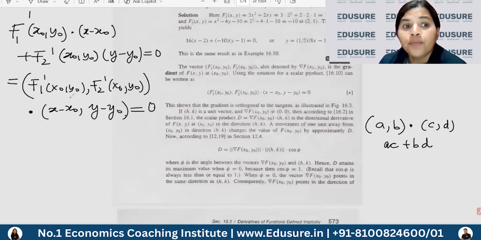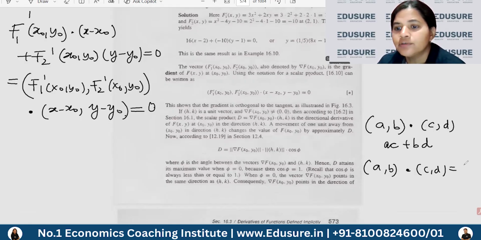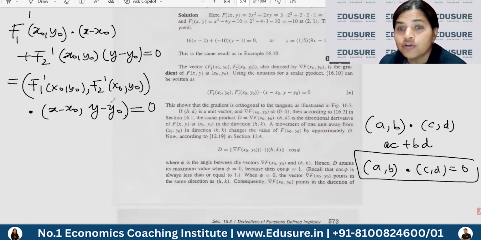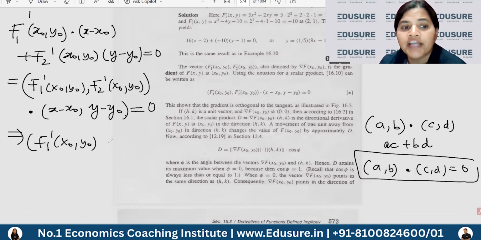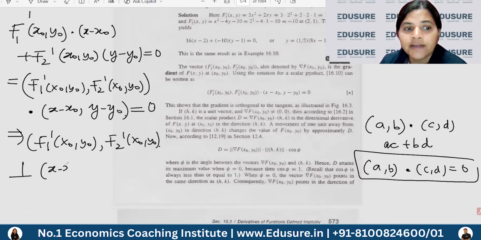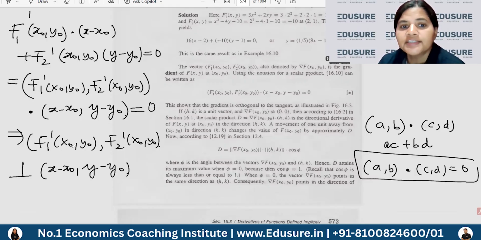Now, if the dot product of two vectors is equal to 0, it means that those two vectors are orthogonal. This means that the vector (f1 dash x naught y naught, f2 dash x naught y naught) is perpendicular to the vector (x minus x naught, y minus y naught). That is what is meant by this.